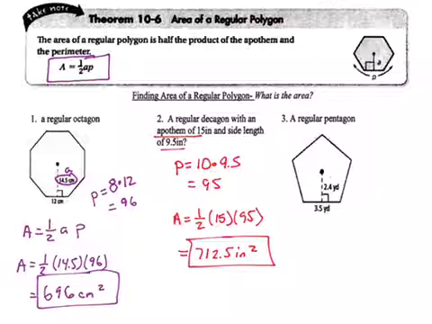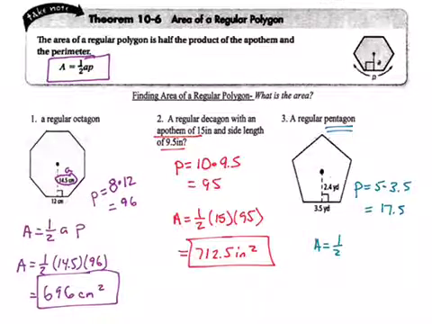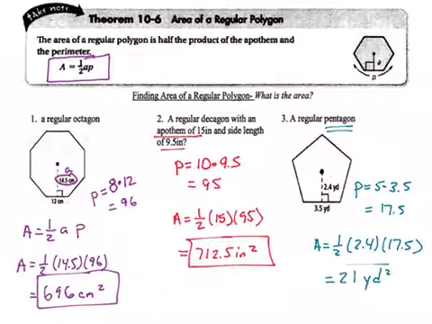And then last but not least here, a regular pentagon. Well, pentagon is 5 sides, so perimeter would be 5 times 3.5, which gives us a perimeter equal to 17.5 yards. So our area formula is 1/2 the apothem, 2.4 times 17.5. Then we multiply this out, and our area for this particular shape is 21 yards squared.